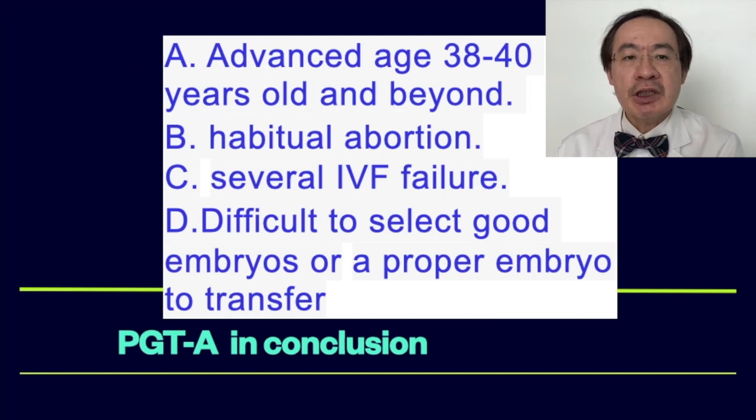In conclusion, PGT-A IVF is indicated in: 1. Advanced age, 38 to 40 years old and beyond, especially those much beyond 40 years old. 2. Habitual abortion, when we highly suspect the abortion is due to chromosome abnormality. 3. Several IVF failures, when there is no special cause to explain the repeated IVF failure. Abnormal embryos should be excluded to achieve a successful IVF.